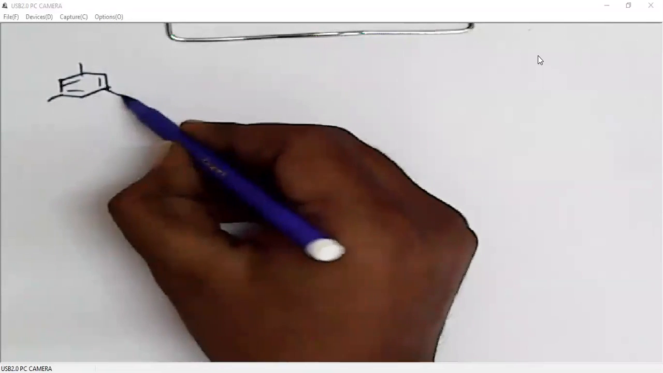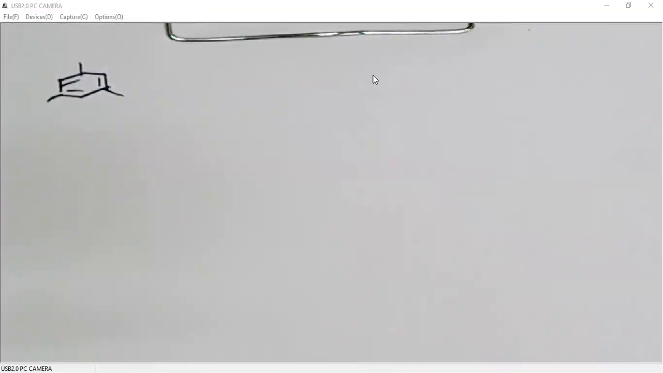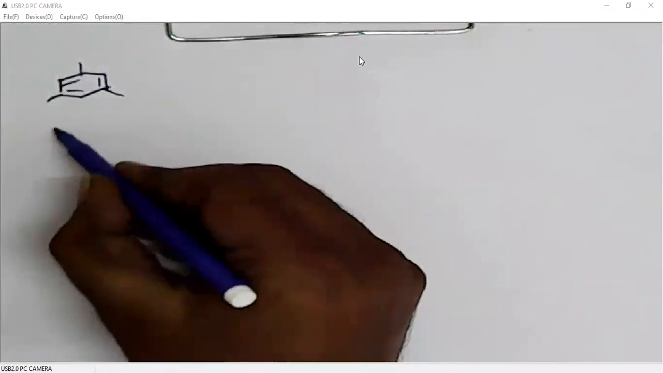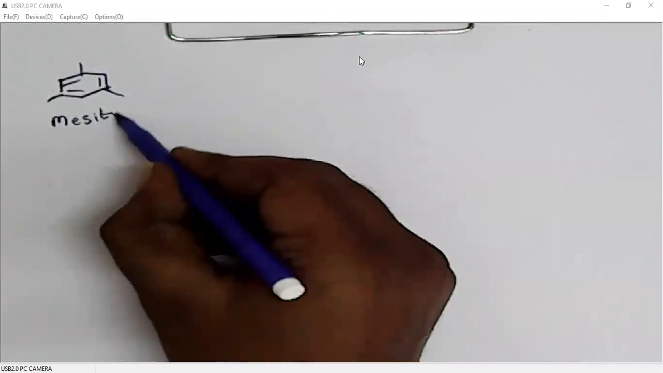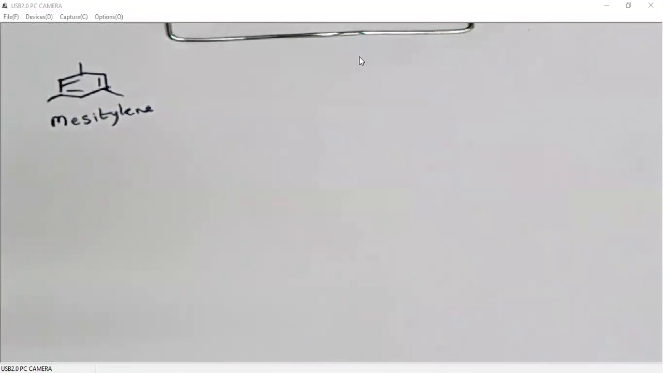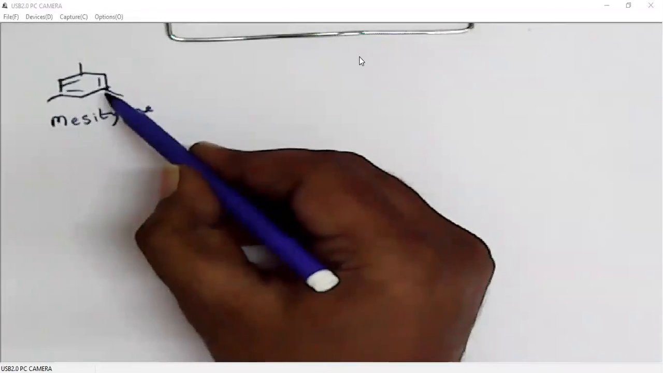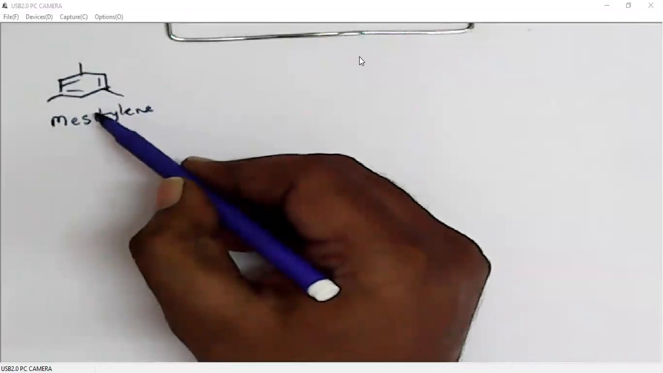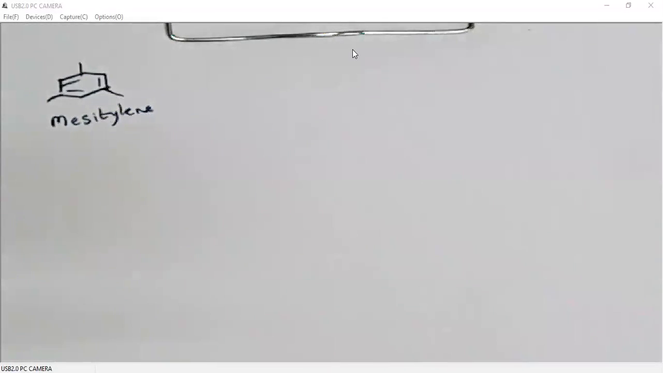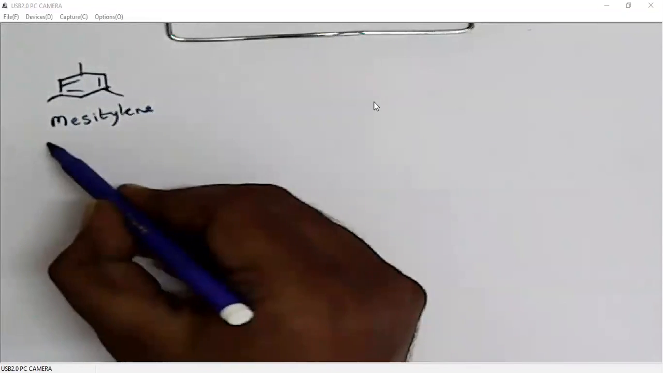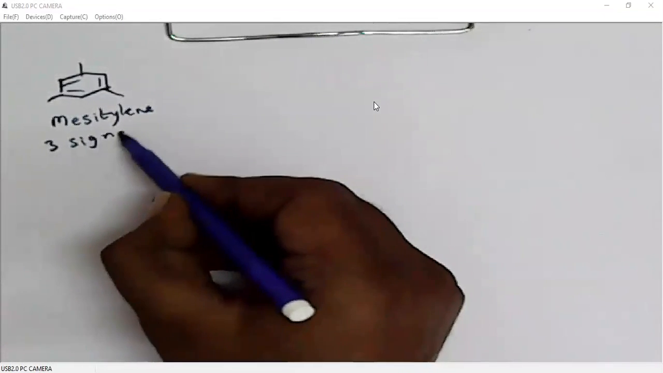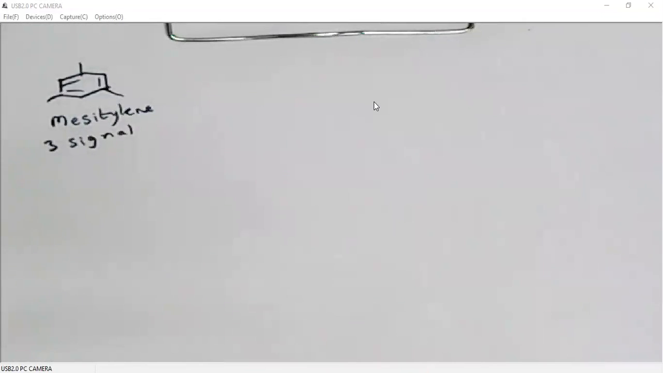We will work out some problems so that we will get in touch with the shortcuts. This is mesitylene, and it is a symmetrical molecule. So it gives only 3 signals. In carbon 13, it gives only 3 signals because it is a symmetrical molecule.